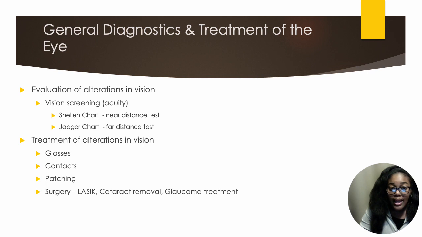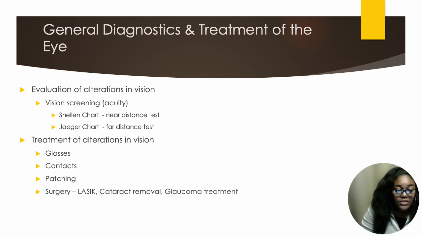The next one is the Jaeger chart. And this one is more so used for near distance. So you have a chart that's placed about 12 to 14 inches away, and you're asked to read the smallest of the 10 available lines, and they have different font sizes. So once you read that, it basically gives them a score, and then they convert that to your Snellen chart readings of 20/20 or 20/40, etc., etc. The Snellen chart is more so used for far distance testing, whereas your Jaeger chart is used for near distance testing.